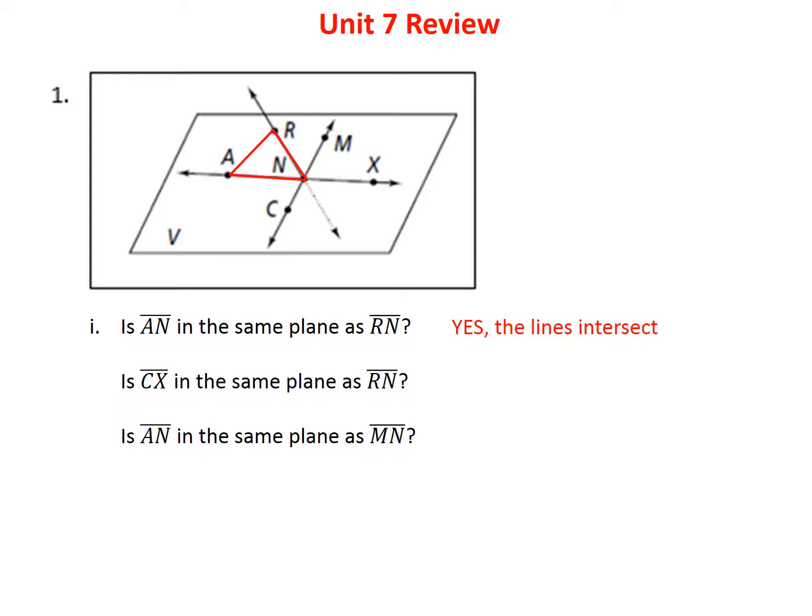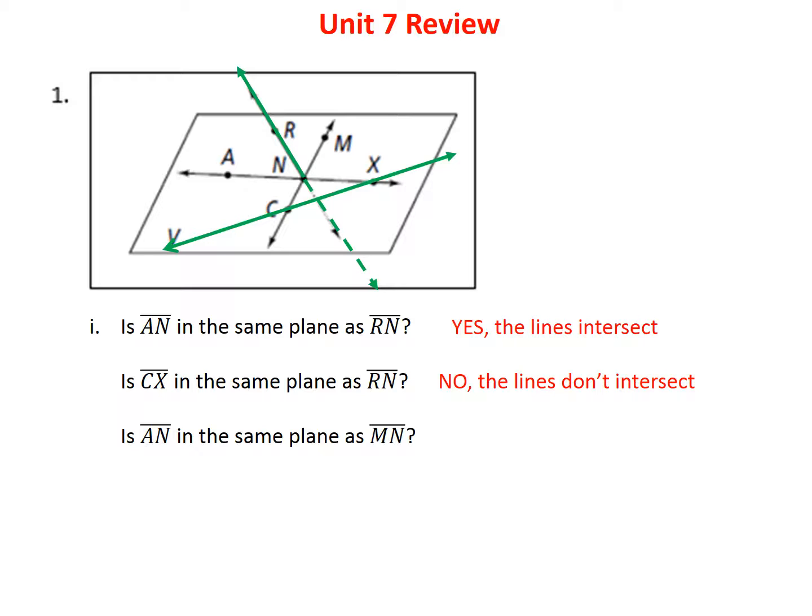Those two lines, by the way, intersect, so they're obviously in the same plane. Let's look at the line segment CX and the line segment RN. Again, in this case, there's CX. And if I look at RN, notice if you look carefully at them, they're not in the same plane, because CX is in the plane V, the flat one, but RN is cutting through it and they don't intersect. So those two lines don't intersect, so they couldn't be in the same plane.